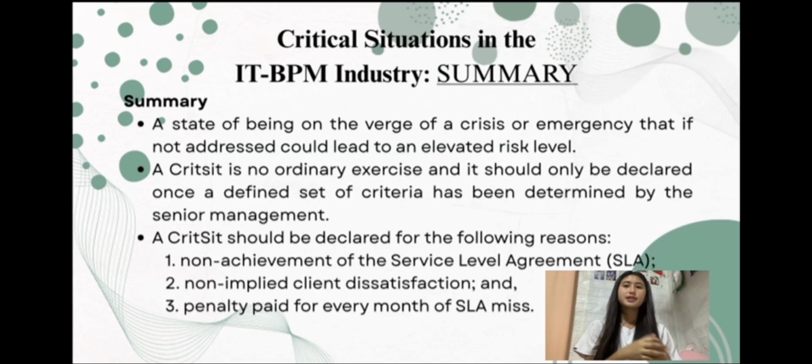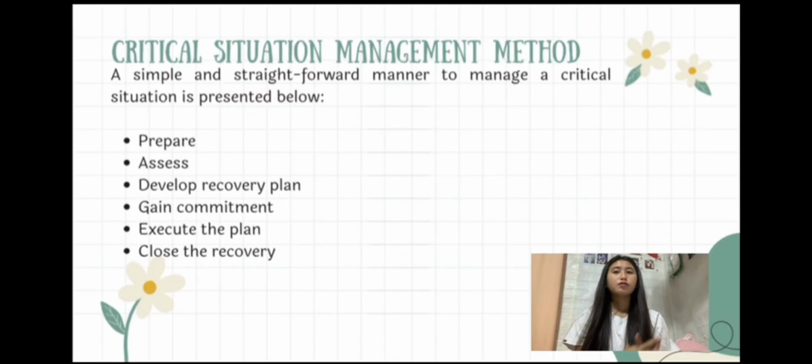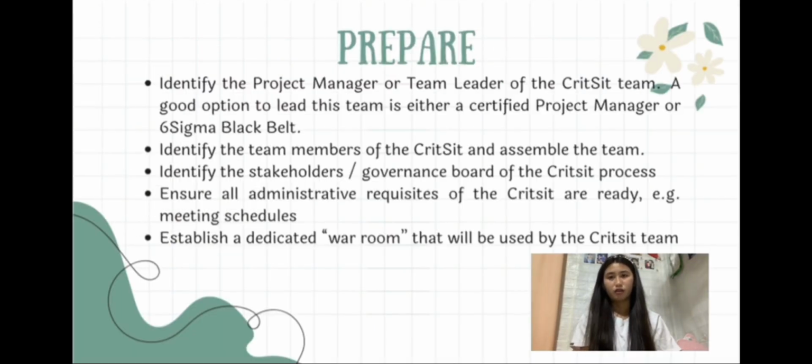For its overall summary, a critical situation, or the CRIT, represents a state where the operations are on the verge of crisis, posing elevated risk if not urgently addressed. It is a serious escalation and should only be declared when senior management has defined and validated specific criteria. Next, I am going to discuss the 6 critical situation management methods.